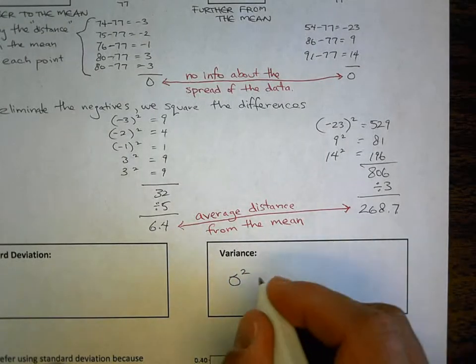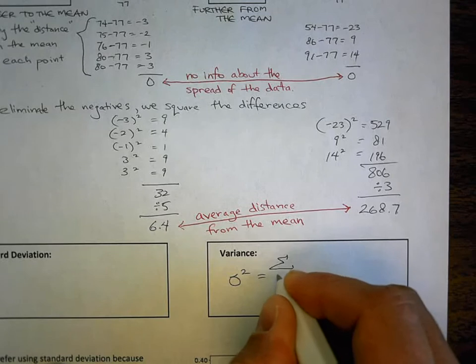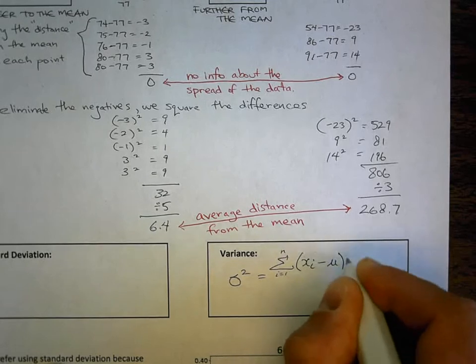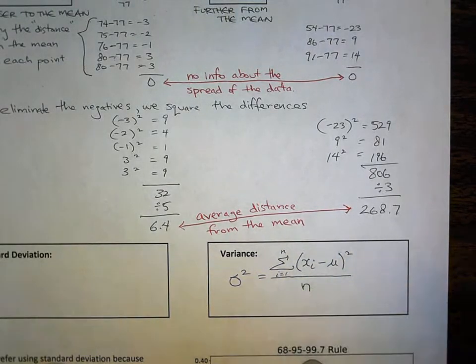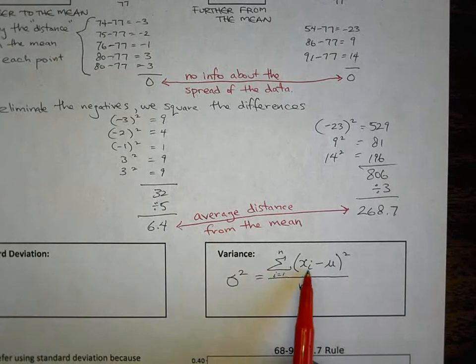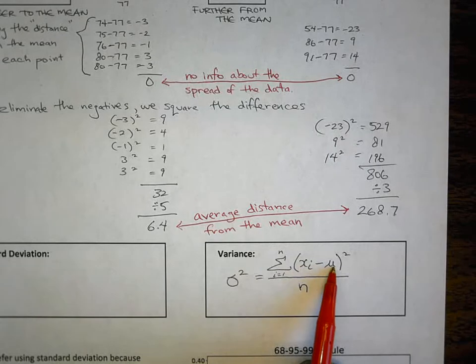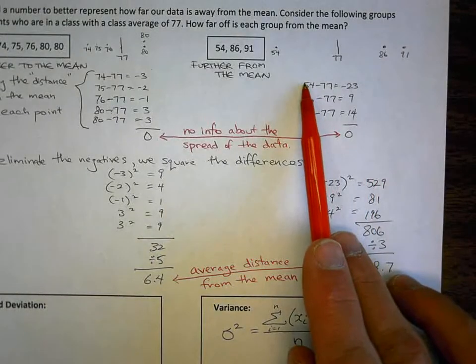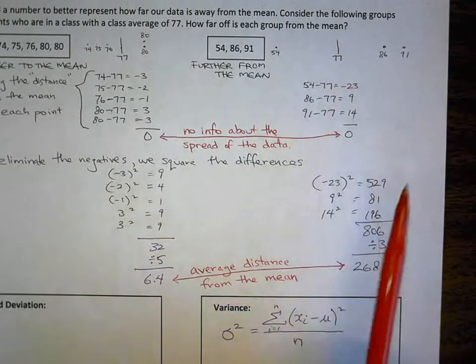We write sigma squared is equal to sum, big sigma, from 1 to n of x sub i minus mu squared over n. Wow, where did all the numbers go? Well, this is just a mathematical representation of what we just did. So we took each data point, x1, x2, x3, x4. For each of those data points, we subtracted the mean, or the average. So we took the first data point, subtracted the average, we squared each of those, and then added them all up.